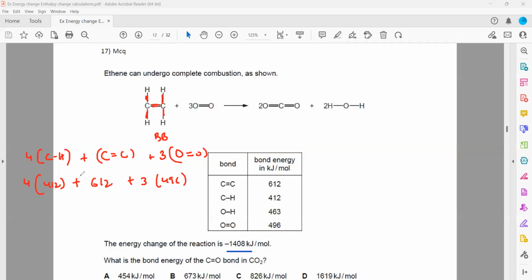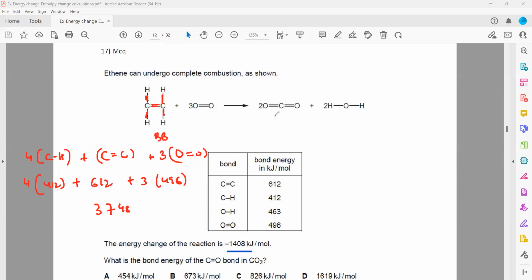What's the answer for this? 412 times 4 will be 1648, plus 612, plus 496 times 3. The final answer is 3748. That's the bond breaking energy.